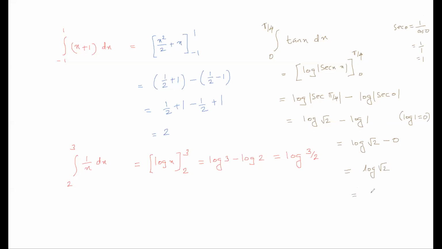If you want, you can simplify it like this: log root 2 is log of 2 to the power 1 by 2, which can be written as 1 by 2 times the logarithm of the base. So simple, just integrate, then upper limit minus lower limit, that's all. Whatever function comes, you have to integrate it, then give upper limit minus lower limit, that's all.